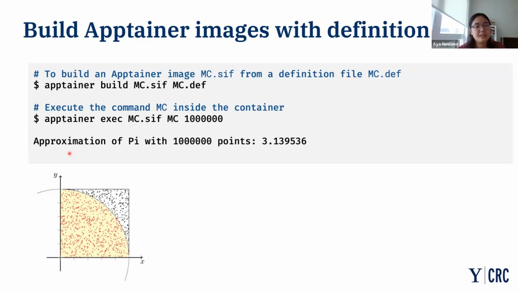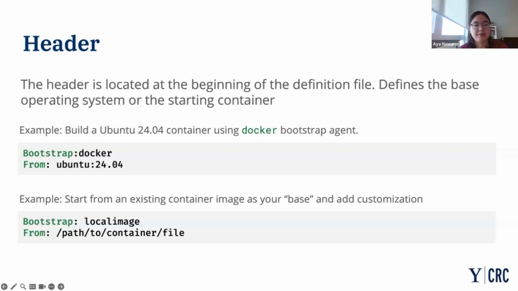So in the following slides, we are going to take a look at the definition file for this container. Let's talk about each section of the Apptainer definition file. The header should be located at the beginning of the file. It tells Apptainer about the base operating system or the base container that it should use.